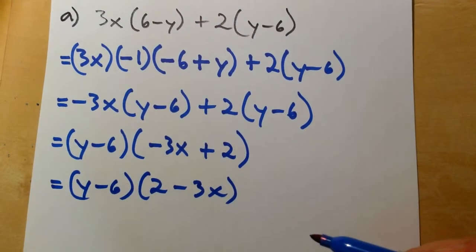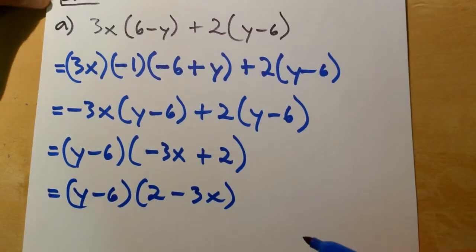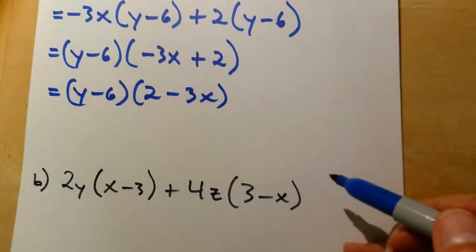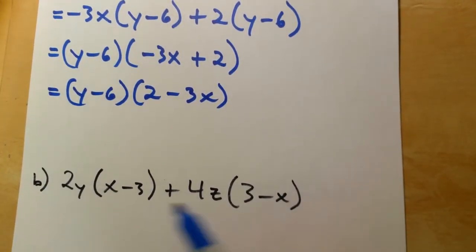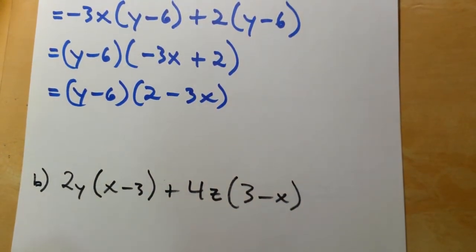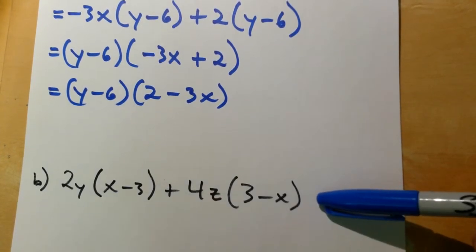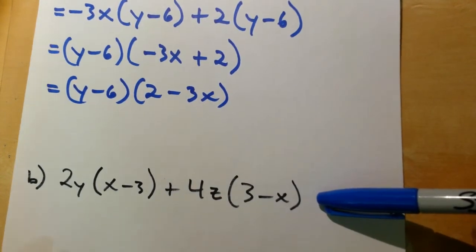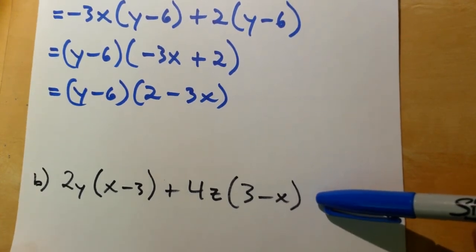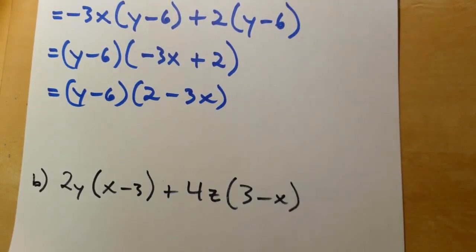Okay, now let's look at the next example. Very similar to our previous example. 2y times (x minus 3) plus 4z times (3 minus x). So I want you to work on this example on your own, and we'll take it up next time. See you.